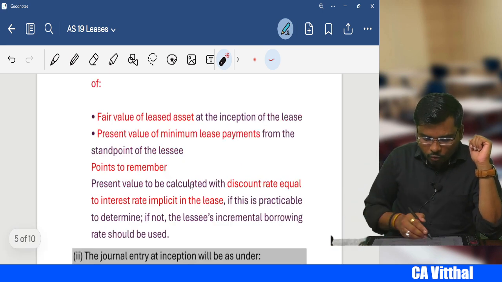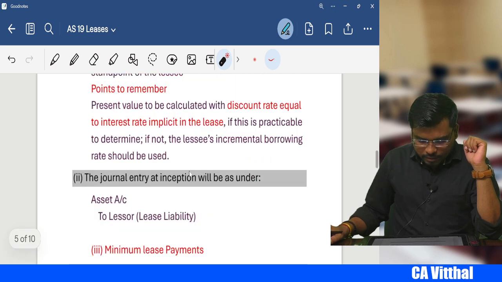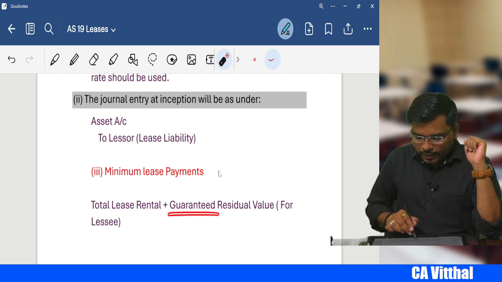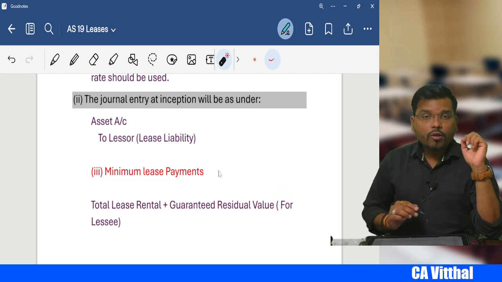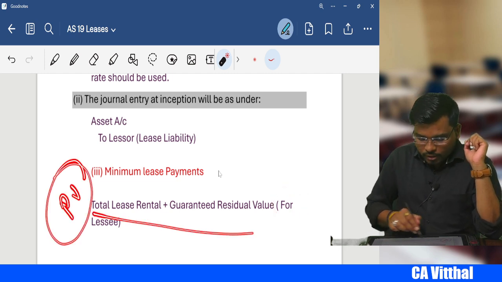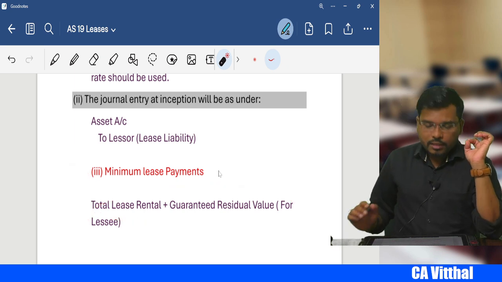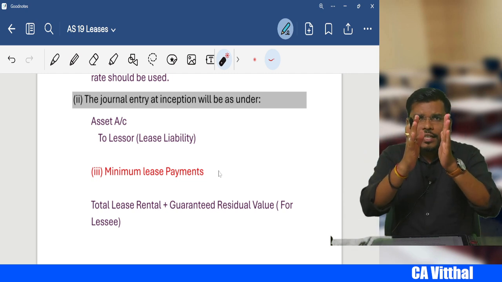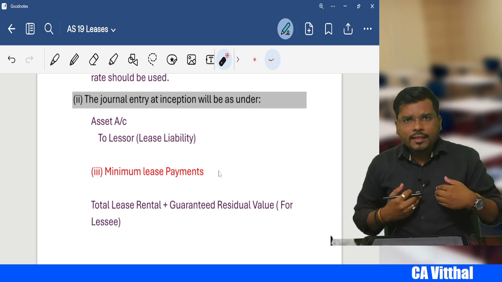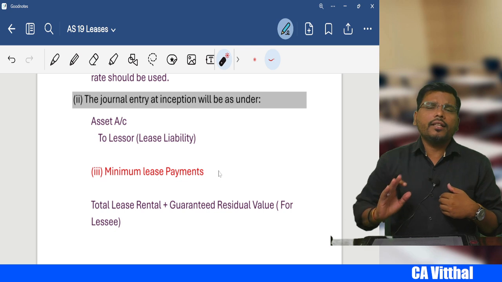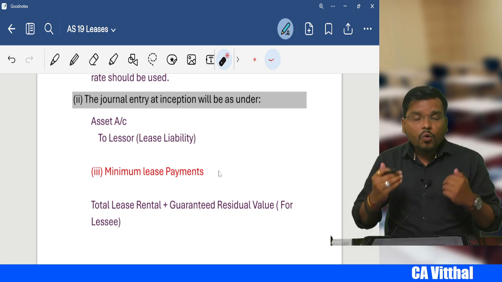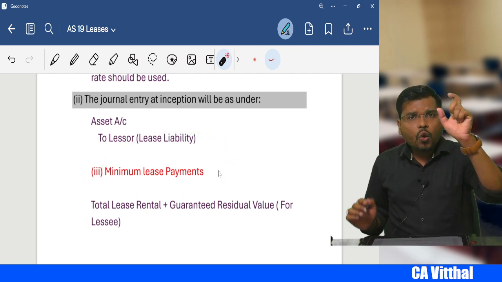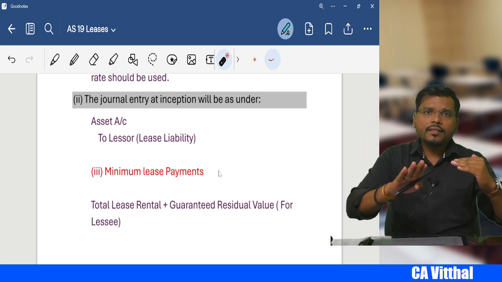Now you may ask me, sir, what do you mean by present value of minimum lease payment? Minimum lease payment means total lease rental plus guaranteed residual value from the standpoint of the lessee. If you take the present value of this, you will get the present value of minimum lease payment. Suppose the lessor has given the asset on lease for 4 years. So total 4 years of lease rental, plus if the lessee said that at the end of the lease term I will pay you 10,000, that becomes your guaranteed residual value. Who has given that guarantee, sir? The lessee has given that guarantee, right? So minimum lease payment is equal to what, sir? Your total annual lease rental for 4 years plus guaranteed residual value.